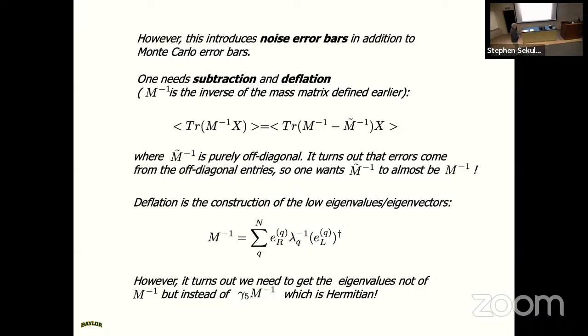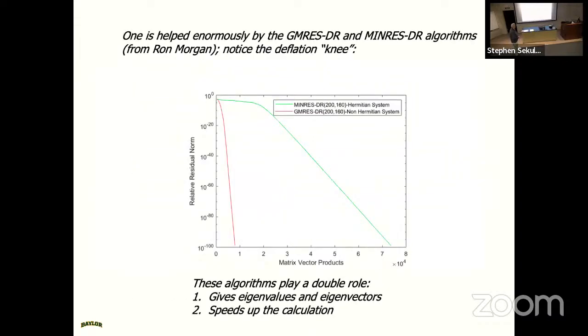However, if you hermitize your matrix, and what that means for Wilson-like fermions is you just multiply it by gamma 5, it is Hermitian. If you deal with the low eigenvalues and eigenvectors of that system, then it does reduce your noise error bars.